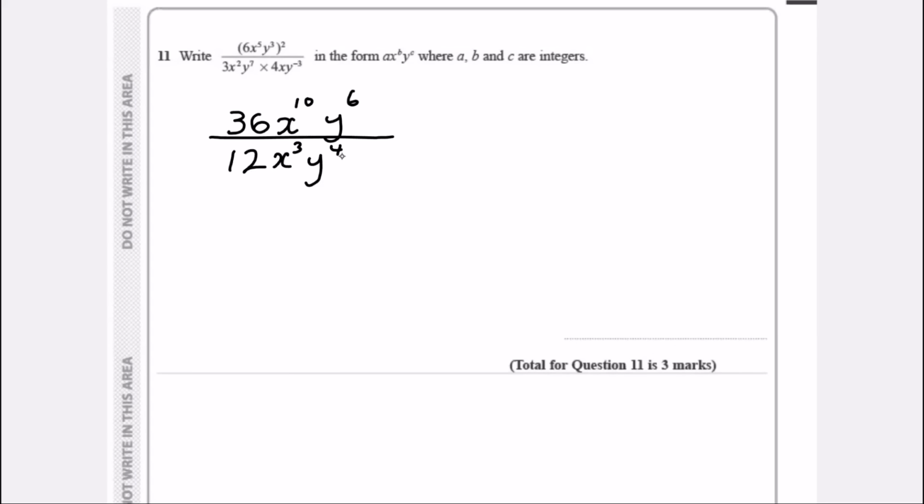And now we can divide. Top divided by bottom. 36 over 12 is 3. X to the power of 10 divided by x cubed. When we divide indices, we take away the powers. So 10 take away 3 is 7. And 6 take away 4 is 2. So 3x to the power of 7, y squared.